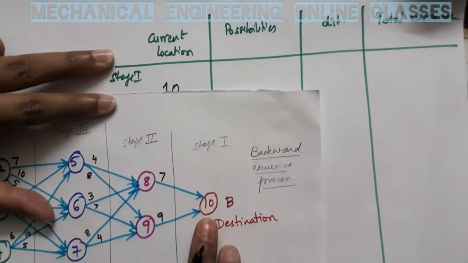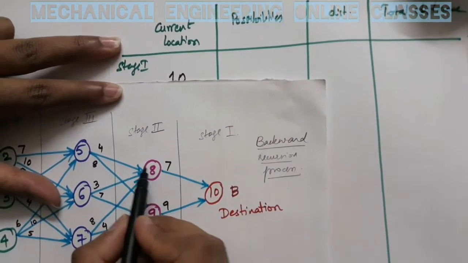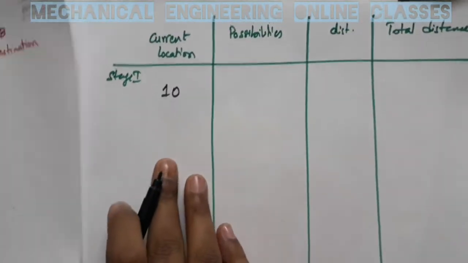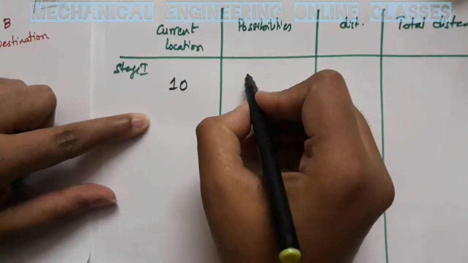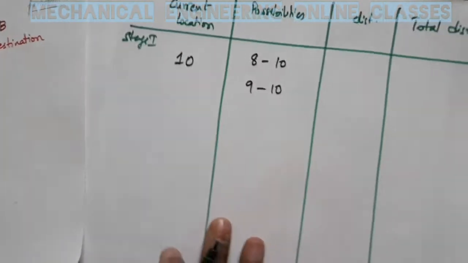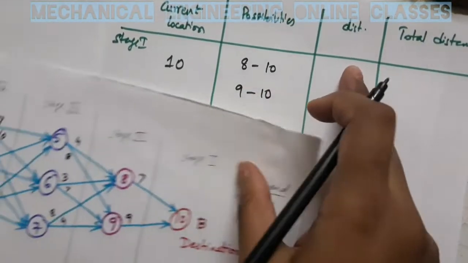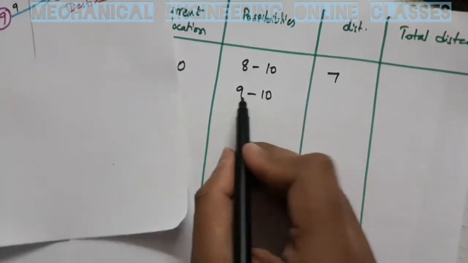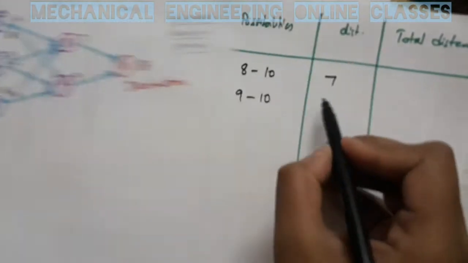So this 10 can be reached either from 8 or 9. So the possibilities of reaching this 10 is from 8 or 9. So the 8 to 10 distance, from the map, is 7, and the 9 to 10 distance from the map is 9.